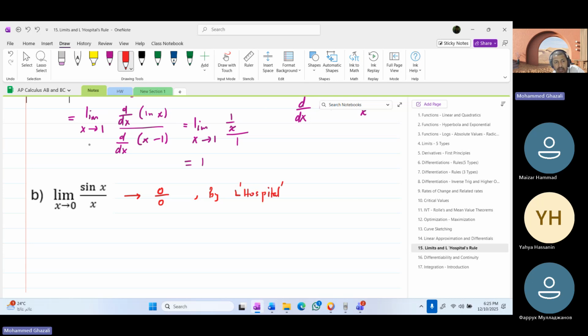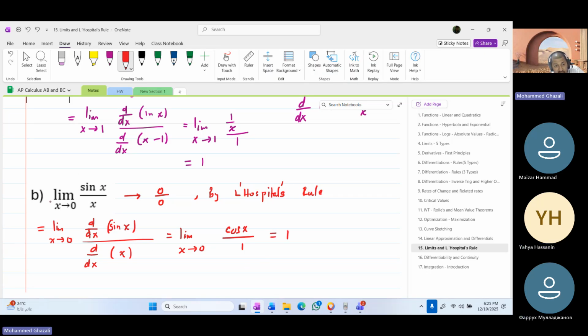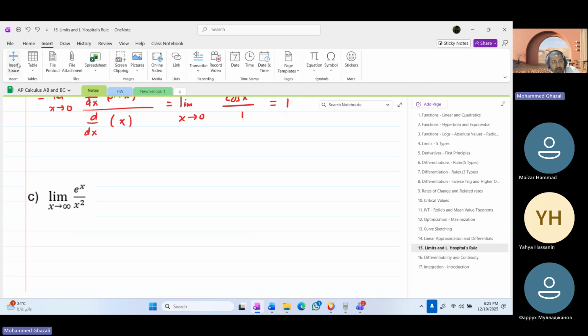guys, you can see how I'm structuring my answer. Everything must flow by L'Hopital's rule. Limit as x approaches 0 of d/dx of sine x divided by d/dx of x. So we got limit as x approaches 0. What's the derivative of sine x? Cos x, correct? And what's the derivative of x? 1. If I substitute 0 inside here, what's cos of 0? 1. So what's the entire answer for this? Answer is 1. Excellent. Right, so I hope you guys are building your understanding now.